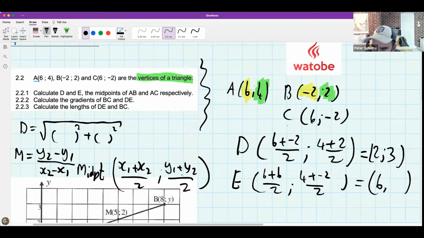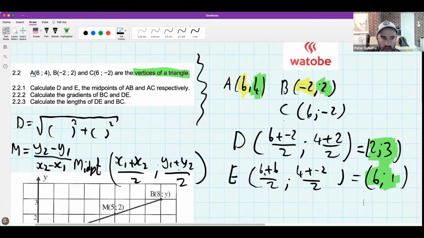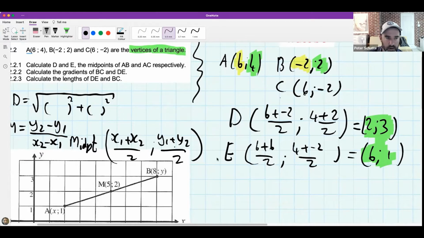So, and then this is 6, 2, 1. Okay, so did anybody, let's see, that's what I get for my midpoints. Now, what about what we call the gradient of BC and the gradient of DE? See what you can get for that.